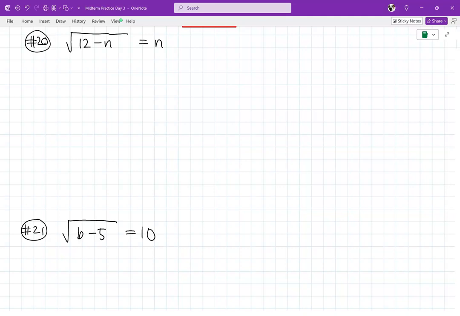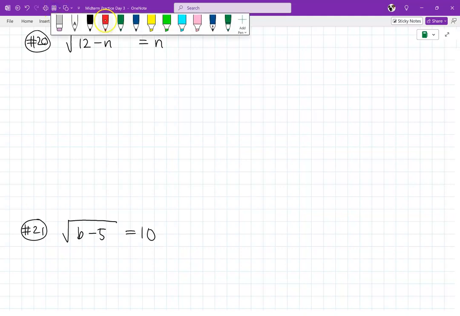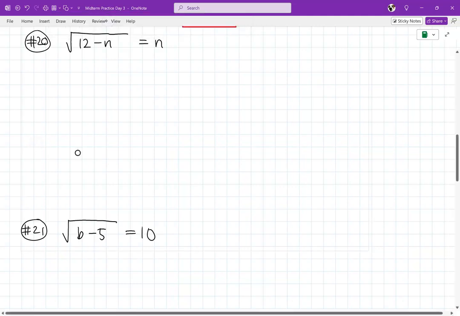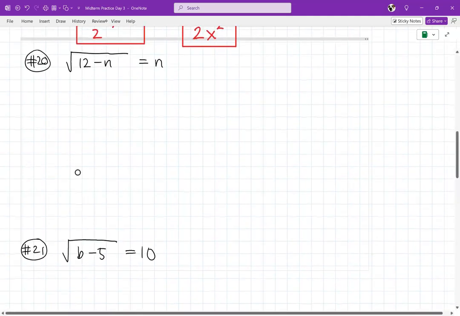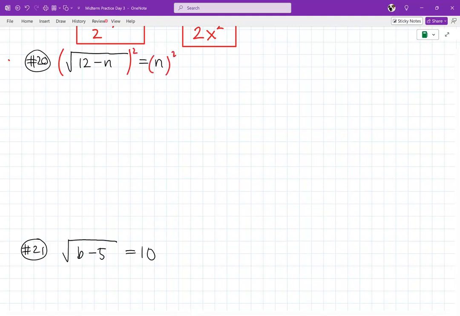Okay, so in order to do these problems, remember, you're supposed to have your radical by itself. It is by itself. It says radical 12 minus n. So it's there just by itself. Once it's by itself, you're supposed to square to get rid of it. So I'm going to square both sides. That gives me 12 minus n is equal to n squared.